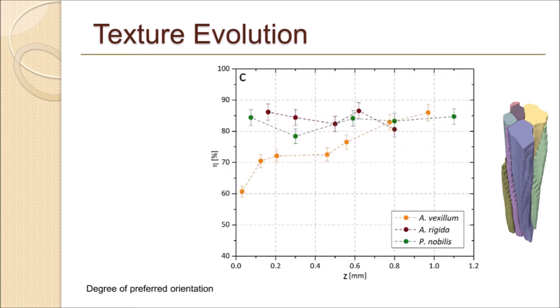As a result, the development of preferred orientation in the three shells along the direction of growth is summarized here. It is evident that Atrina rigida and Pinna nobilis, the two shells that show a linear growth law, reveal practically a constant degree of preferred orientation throughout the entire thickness of the prismatic layer. Whereas in contrast, preferred orientation in Atrina vexillum evolves gradually during growth.